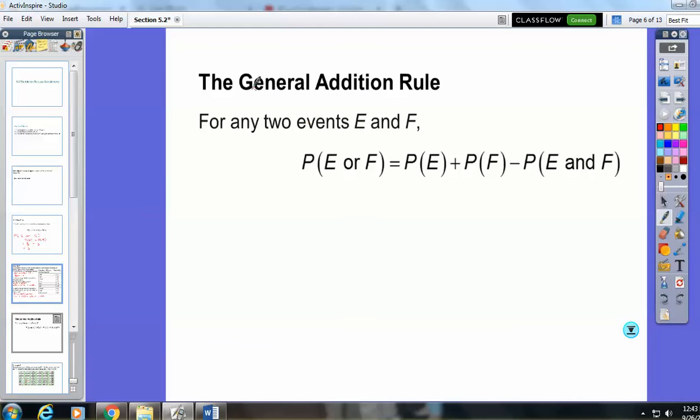In general, if it is not mutually exclusive, we have the general addition rule. What that means is you will add the individual probabilities and subtract the probability that they both happen. You're going to subtract off those people that you double counted. So if there were 5 people total, and one of those had both, then you just subtract them.